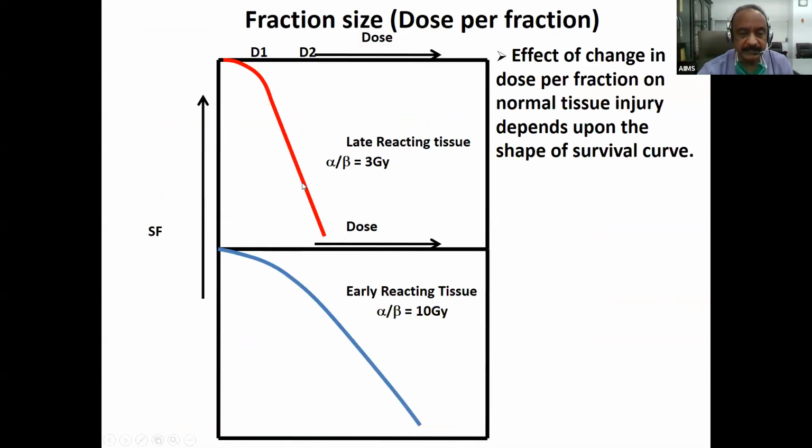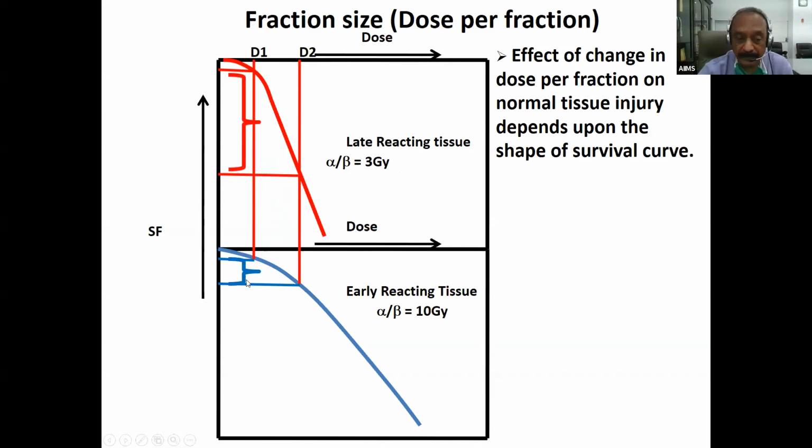Now, we know that the shape of the cell survival curve of the two types of tissues is different. The upper panel belongs to late reacting tissue. The lower panel belongs to early reacting tissue. Both have different alpha beta ratios. Now, look at D1. If you give a D1 dose, it reduces the survival fraction for both types of tissue, late reacting and early reacting. When you increase the dose from D1 to D2, it further reduces the survival fraction in both types of tissue, but you will appreciate that the reduction in survival fraction for late reacting tissue is much more as compared to early reacting tissue.